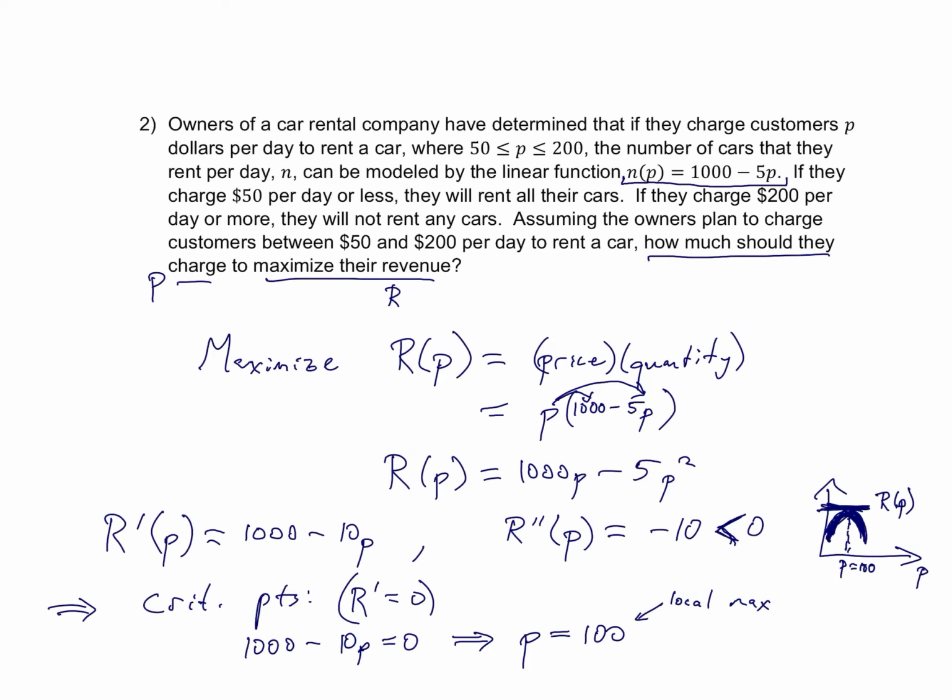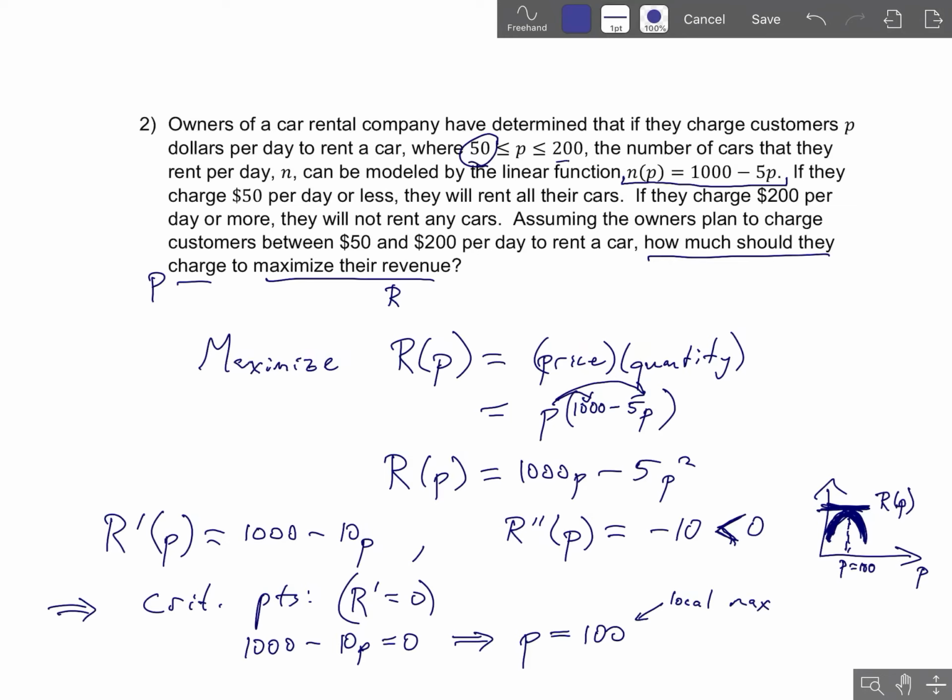It's not necessarily the absolute max. So there's something that I want to mention about this particular problem, which is that in this problem we have these two boundaries. We have 50 and 200. So our price is constrained so that it does not go below 50 and so that it doesn't go above 200. Whenever you have boundaries like this, it's possible that the maximal value for the revenue is going to occur at one of these boundary points.